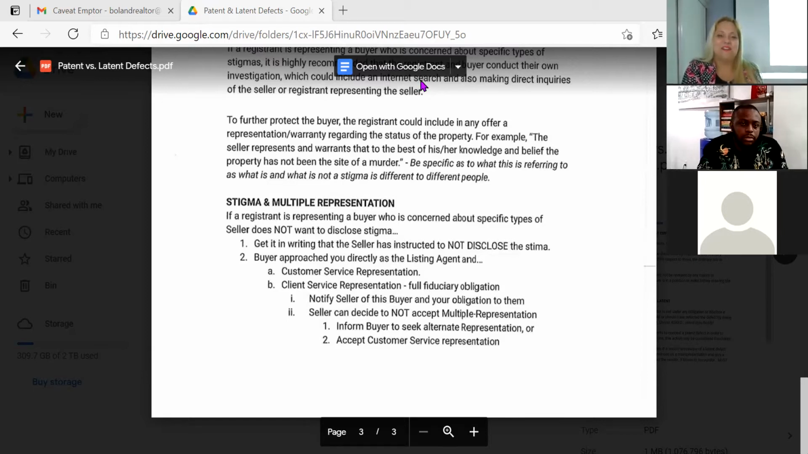So I'll just stop the share here for a second. We went over quite a lot there. Have you guys ever come across these situations where you've had these disclosures between patent and latent defects, or different things like grow ops? I'm sure you've come across some grow ops, or have you ever had an offer that had the unnatural death clause in it, or the grow-up clause in it? Have you had clients that have been concerned about this?